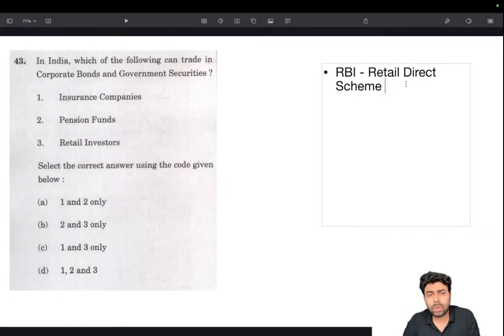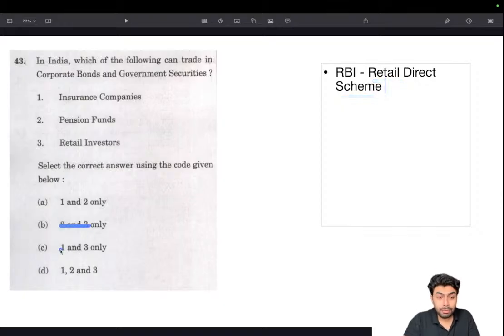In normal NSE, BSE, they can actually provide a separate platform for dealing with these things. A similar question has been asked, I think, in 23 or something. Those stock exchanges could provide a separate platform for trading. So that's slightly connected to this, but you need to have the exact idea that the retail direct scheme is what facilitates the investment of retail investors in government securities.